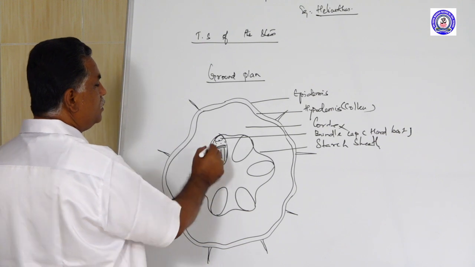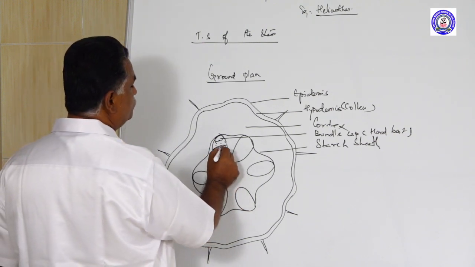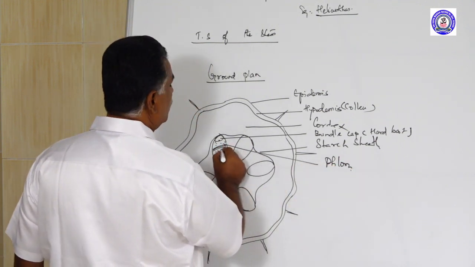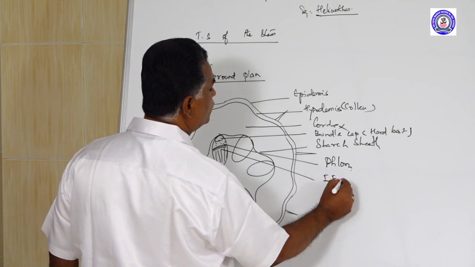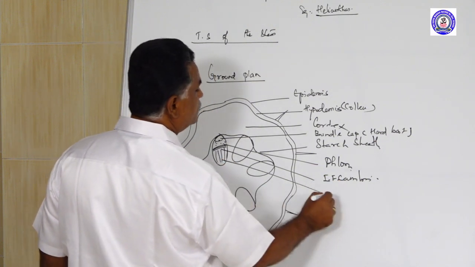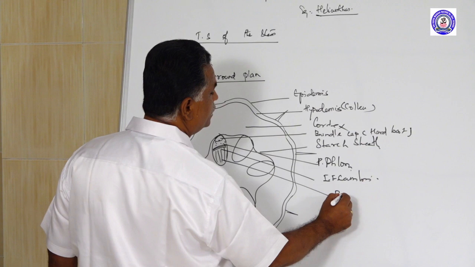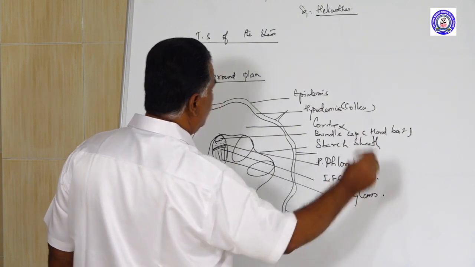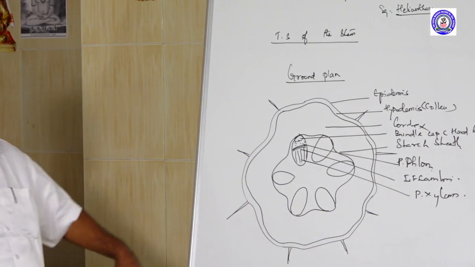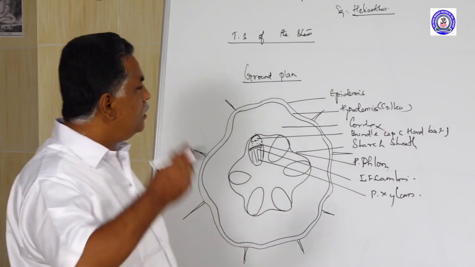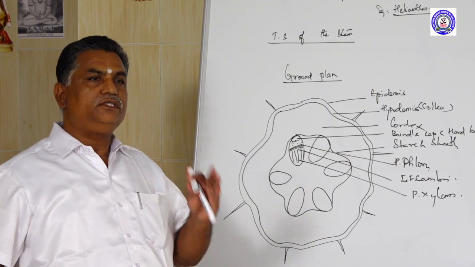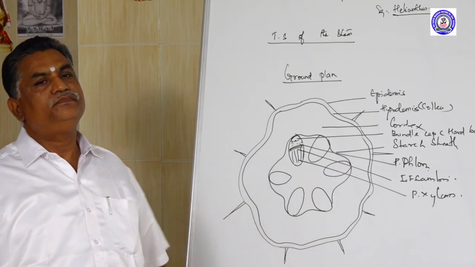We see in each vascular bundle xylem, phloem, and interfascicular cambium, and this is primary phloem, primary xylem. Why do you call this primary xylem and primary phloem? Because this is the primary structure. When I was talking about the internal structure of roots, I told you that the primary structure is one which is produced during the primary growth.